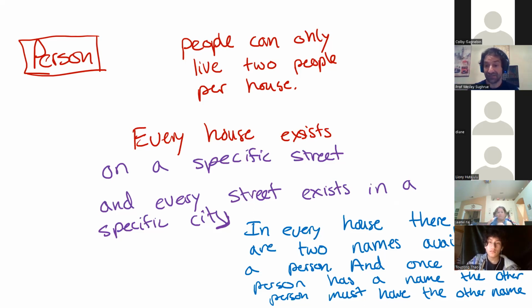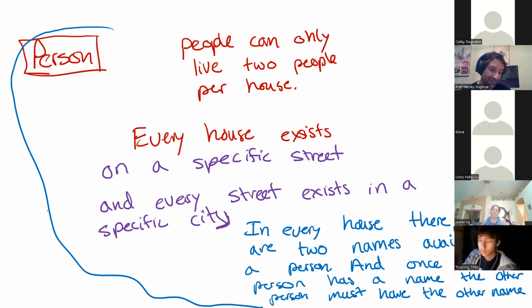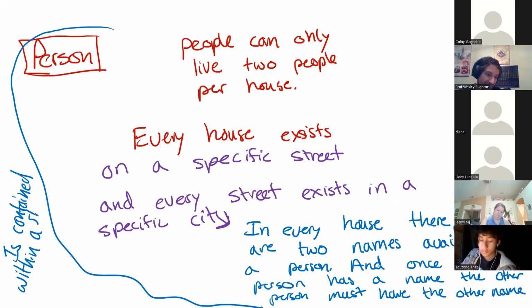Okay, makes sense so far? But for this analogy, in every house, there's 2 names available. Each person has a unique name. That house has a unique address. Okay, good so far? And we'll say that the universe of these houses is a state, okay? So all of this stuff is contained within a state.